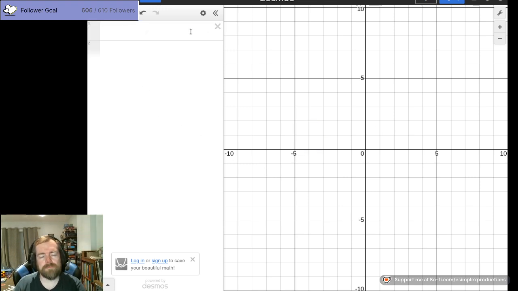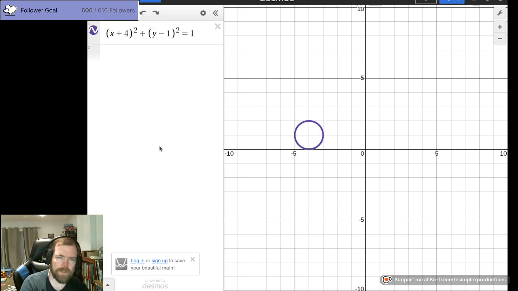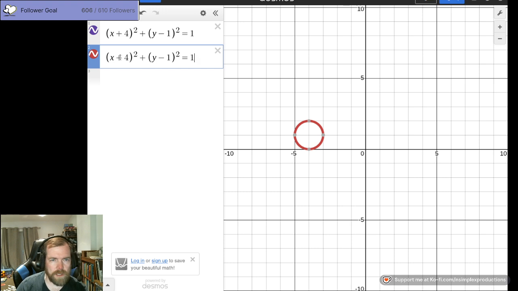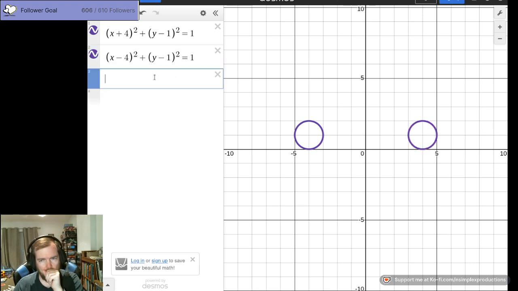So we Control Z. Everyone's favorite friend. Okay. We copy this, we bring it down, we do it again, but this time we make it x minus 4, so it goes to the other side. And keep it the same color. Oops.